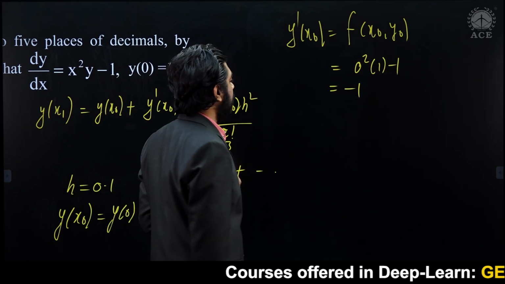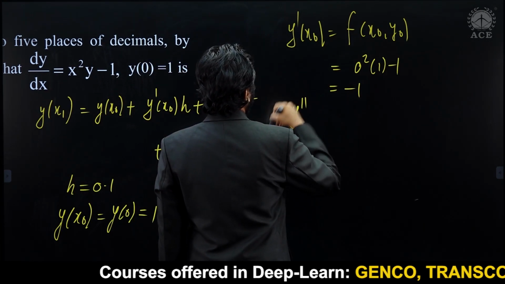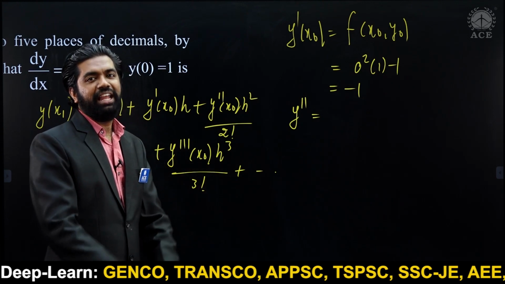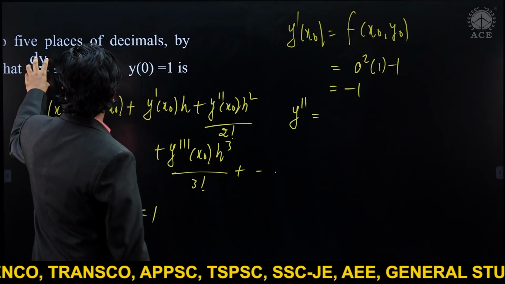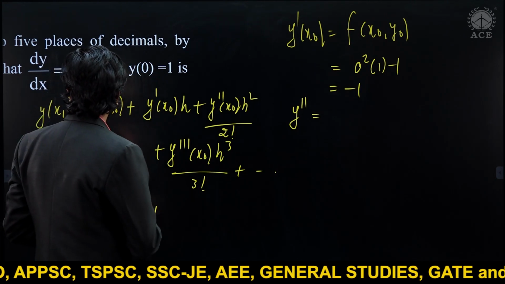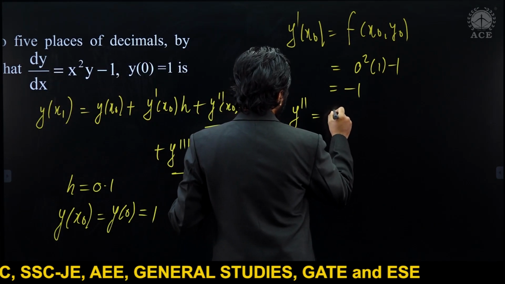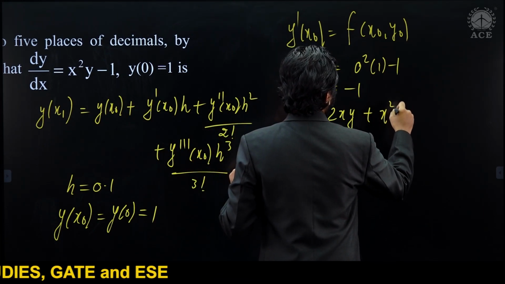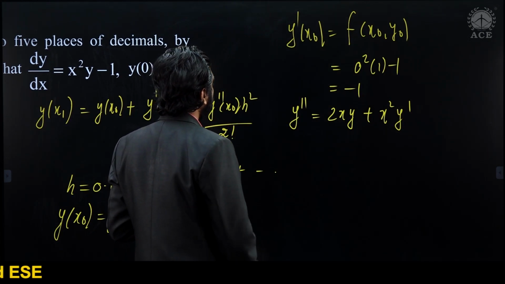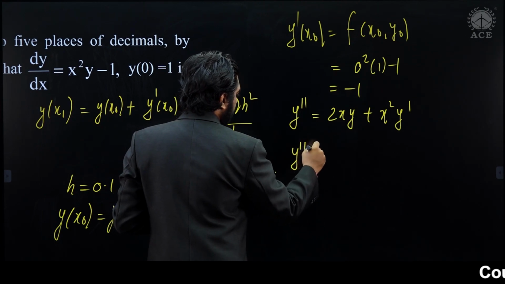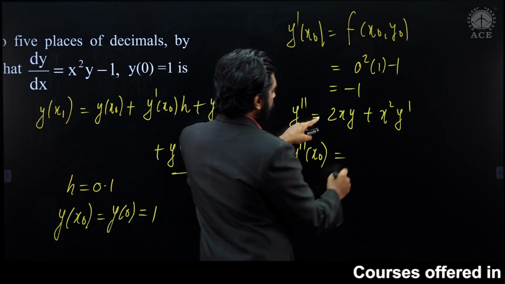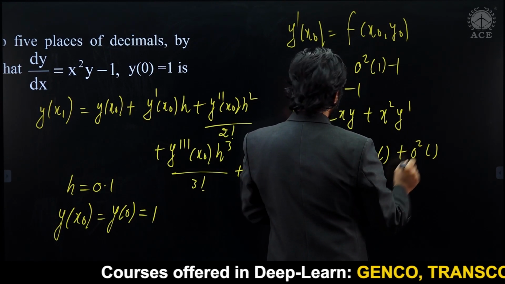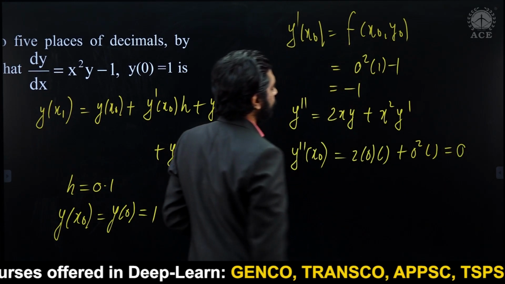I need to find y double dash of x naught. For that, first I need to find y double dash. To find y double dash, I have to take the derivative of y dash, right? I already know y dash, so I take its derivative to get y double dash. The derivative is 2xy plus x square into y dash. You need y double dash at x naught. So this is 2 into 0 into anything, which is 0, plus 0 square into this, which is also 0, meaning this value is 0.